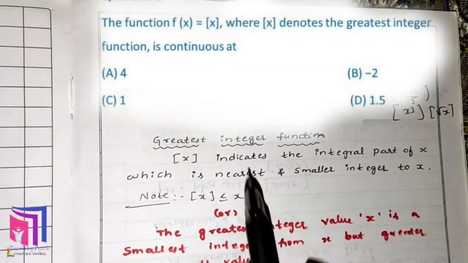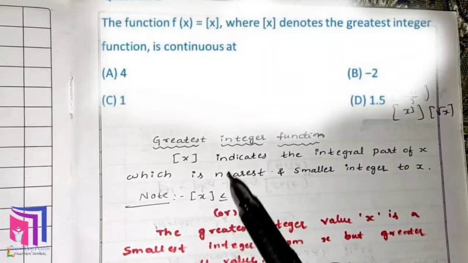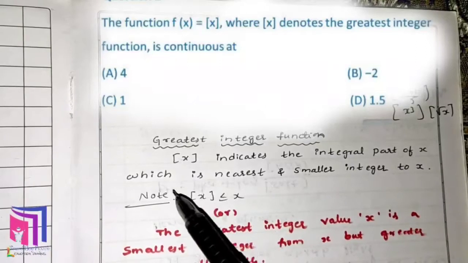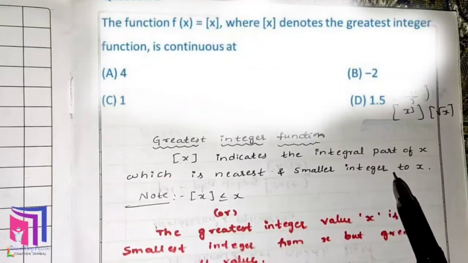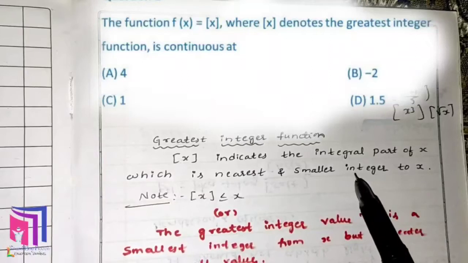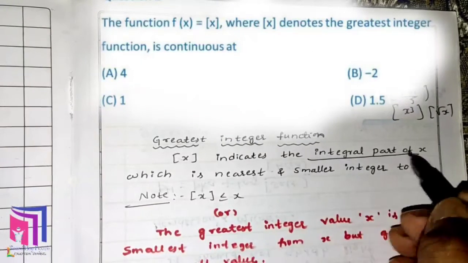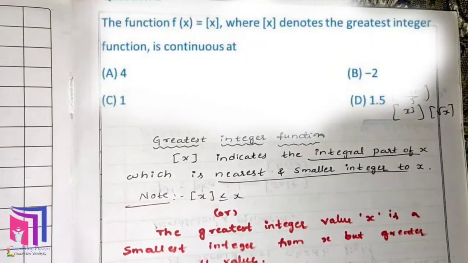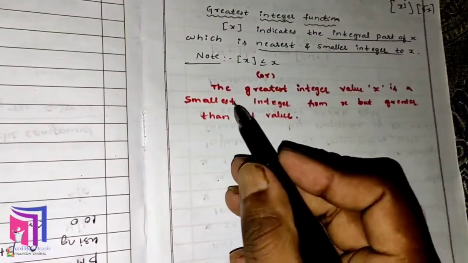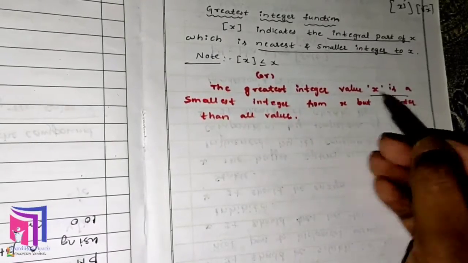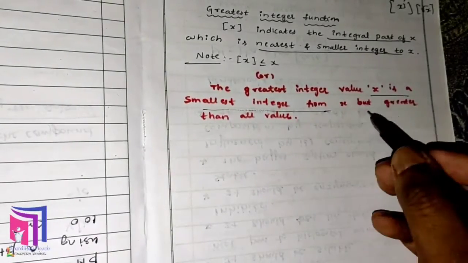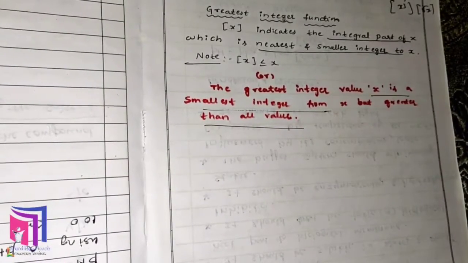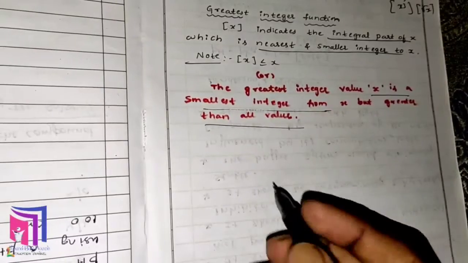The definition of the greatest integer function: the box of x indicates the integral part of x, which is the nearest and smallest integer to x. Or we also define it like this: the greatest integer value of x is the smallest integer from x but greater than all values. This is the definition of the greatest integer function. I am giving an example.